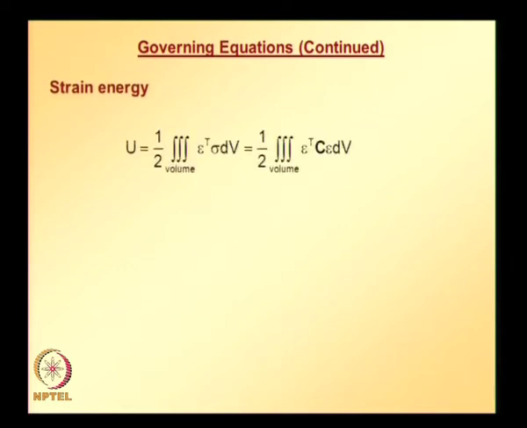Strain energy can be calculated by evaluating this volume integral, half volume integral epsilon transpose sigma. Substituting sigma is equal to C times epsilon, this can be further written as half volume integral epsilon transpose C epsilon. Please note that this formula can be used only under linear elastic assumptions or small displacements and strain assumptions.